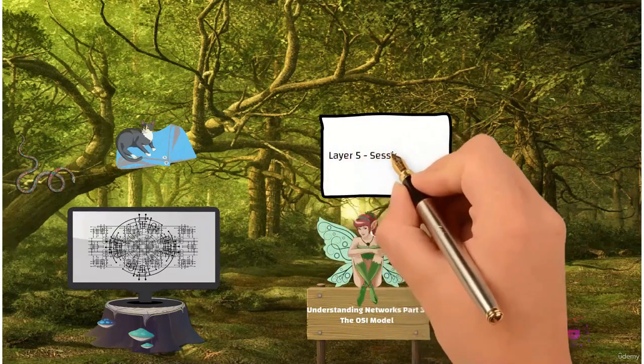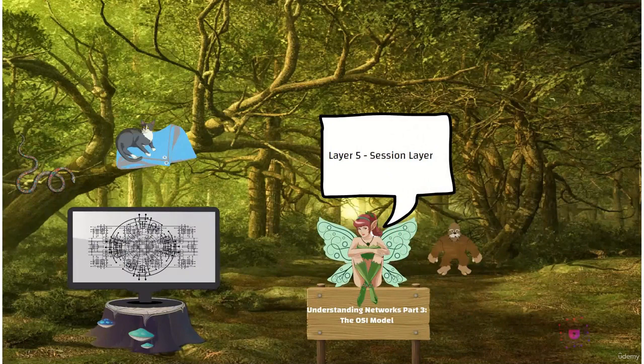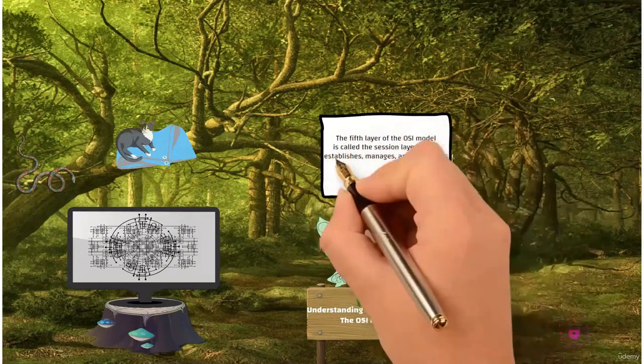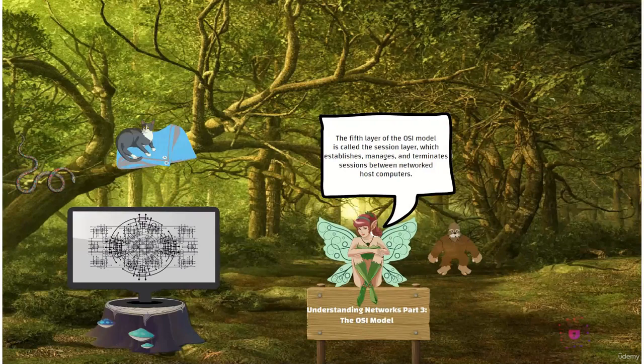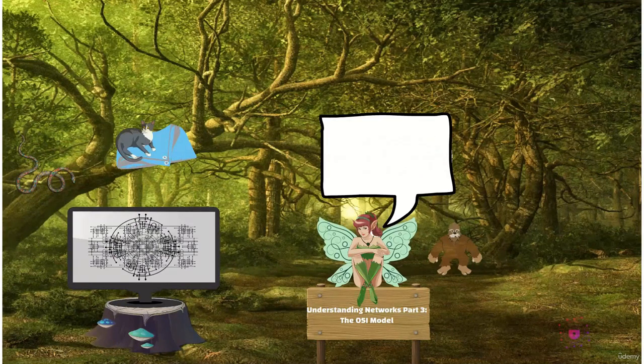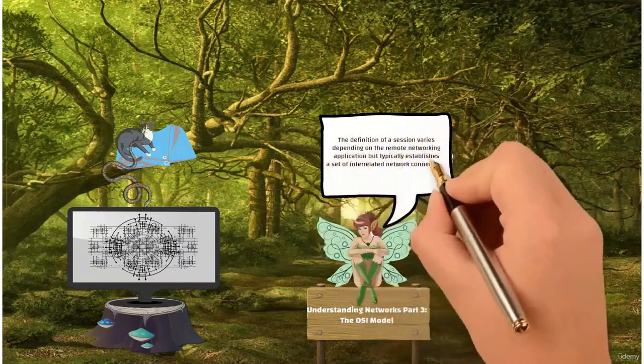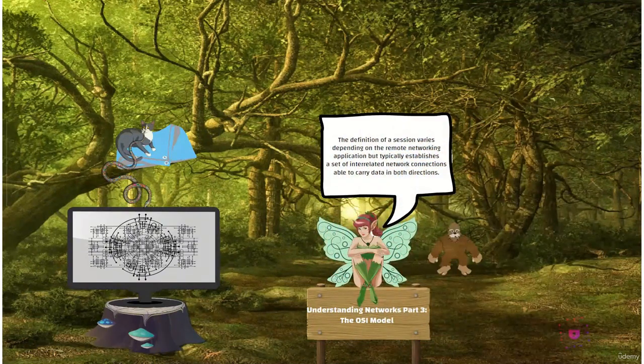Layer 5, Session Layer. The fifth layer of the OSI model is called the session layer, which establishes, manages, and terminates sessions between networked host computers. The definition of a session varies depending on the remote networking application, but typically establishes a set of interrelated network connections able to carry data in both directions.